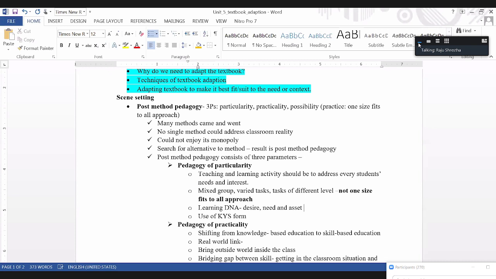So individual students' desire, we have to, teacher. We means teacher. Every teacher should try to explore individual learners' desire, need, and asset. What kind of positive aspects they have, then explore that. त्यसको लागि चाहिँ यो पत्ता लगाइसकेपछि DNA, उसको learning DNA पत्ता लगाइसकेपछि, then we can design what? Tasks and activities accordingly. So first, learning DNA should be focused.